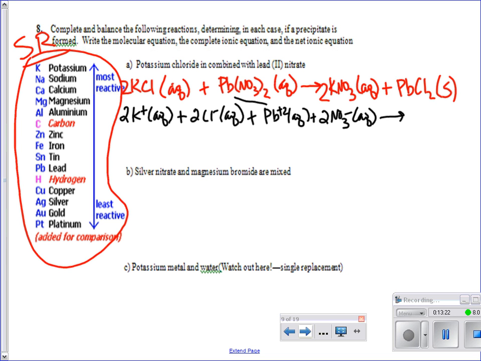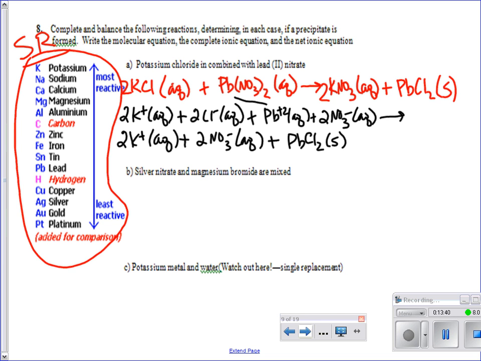Now we're going to go to the products. I have 2 K+ split up because that's aqueous. And then again, I have 2 nitrates split up because that's aqueous. PbCl2, what do we do? Leave it because it's solid. It does not dissociate in solution.